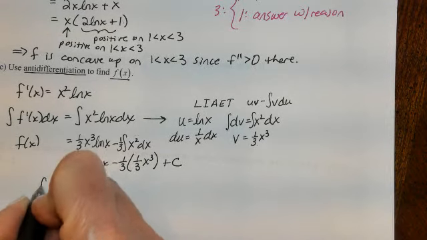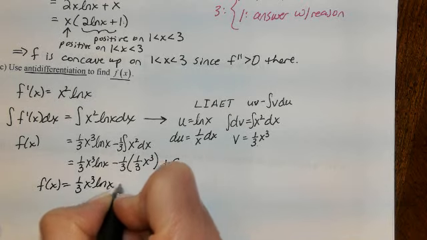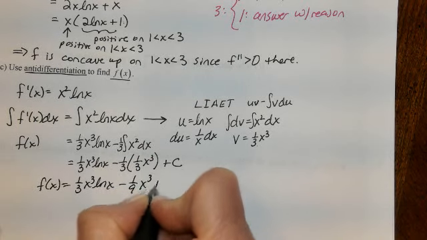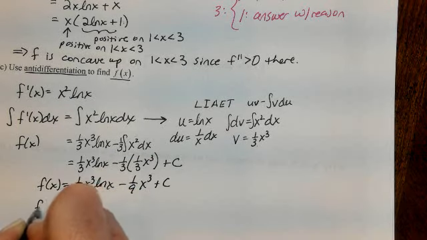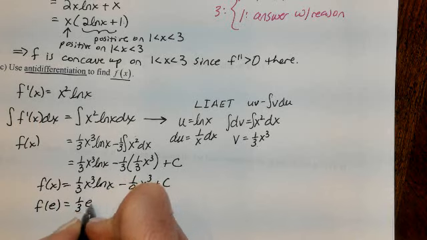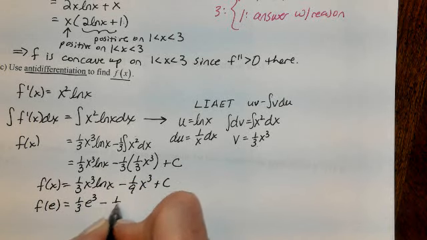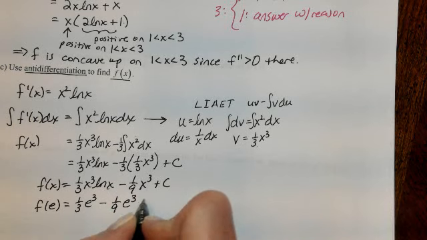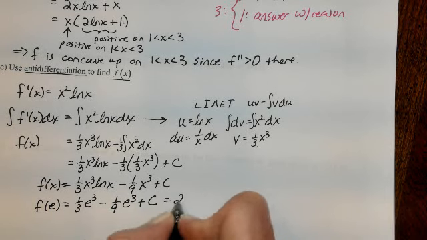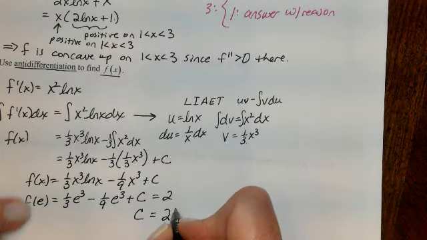So now I have f of x is equal to this. But f of e is 2. So I'm going to replace x with e. I'll have 1/3 e cubed. Natural log of e is 1 minus 1/9 e cubed plus c. And that must equal 2 because f of e is 2.